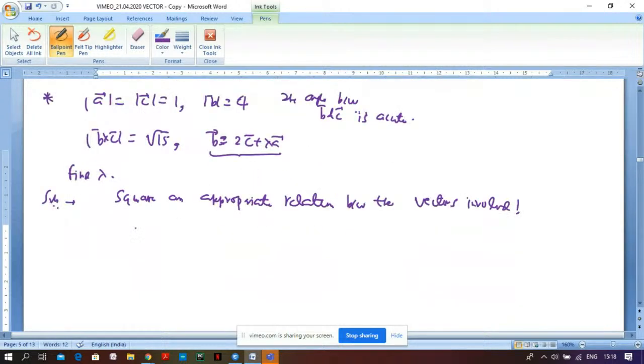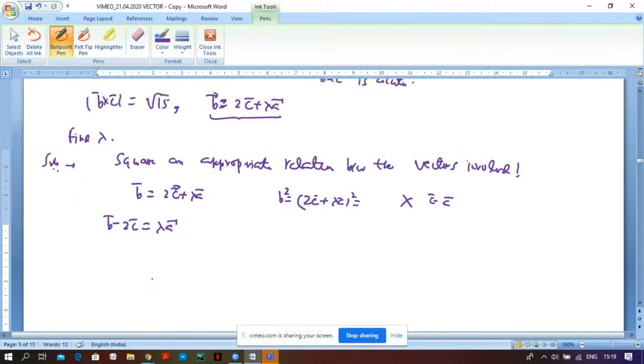Now, b is 2c plus lambda a. You want lambda. If I square by keeping lambda this side only, I will get b square is 2c plus lambda a whole square. I will get terms of c dot a, which is not known here. b cross c is known, but c dot a is not known. So I will not use this. What I can write, I can rewrite it as b minus 2c is lambda a. Now I can square in this form because many things are known. So I will write b minus 2c mod whole square is lambda mod a square.